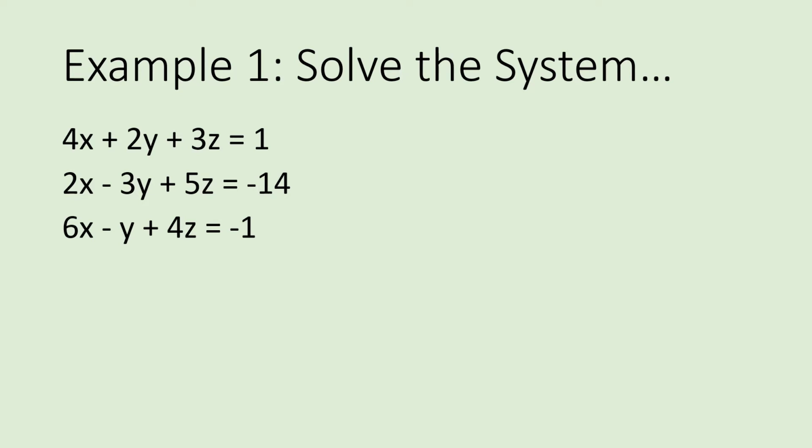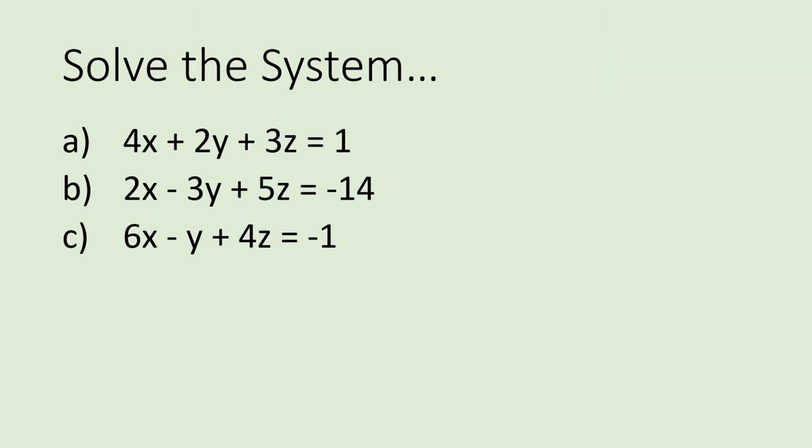Previously, we had been working with two variables. We always had two equations. If we wanted to solve a system with four variables, which don't worry, we won't need to, we would need four equations. Now for organization, let's label these equations, equation A, B, and C.